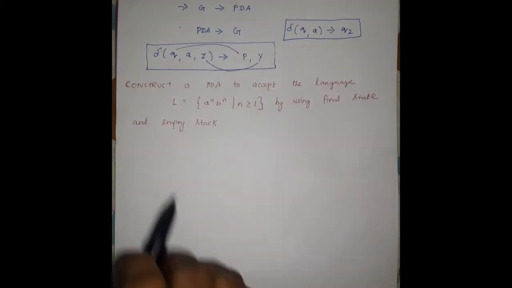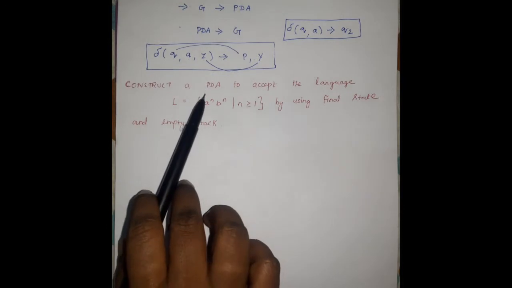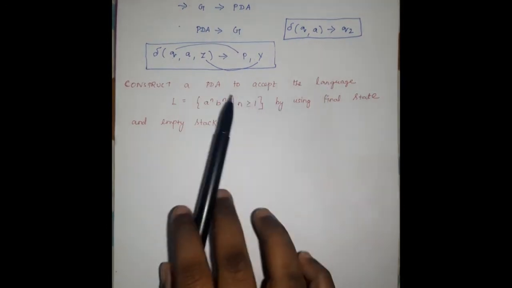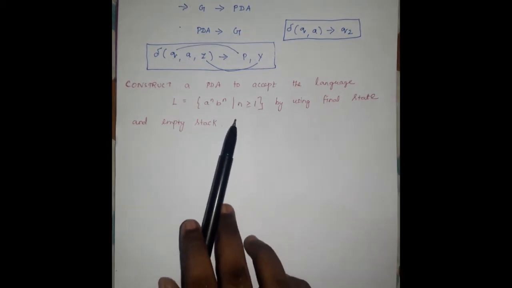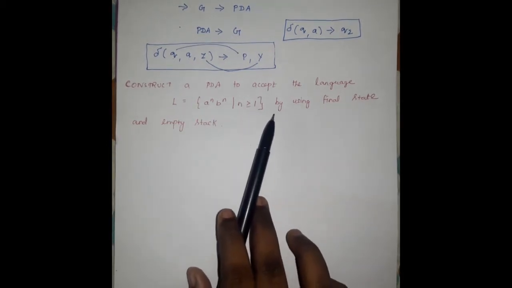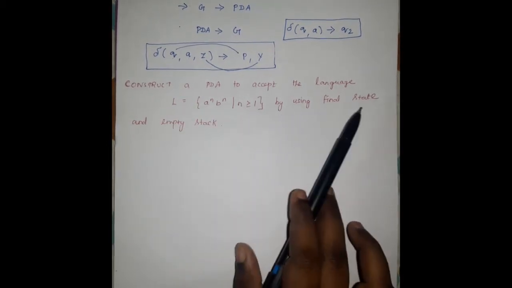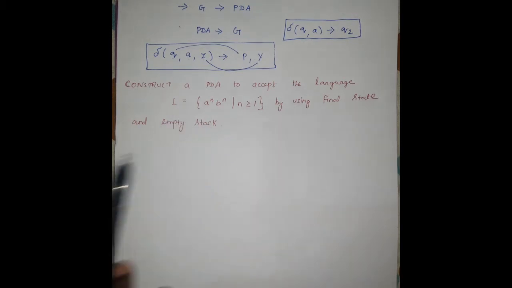So this is the problem. Here we are going to construct the push-down automata for a language. The language is a power n, b power n, where n is greater than or equal to 1, and we are using the final state and the empty stack. The concept is we are going to construct the push-down automata by applying the empty stack and final state method for the given language, right?